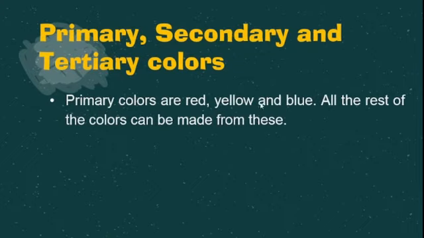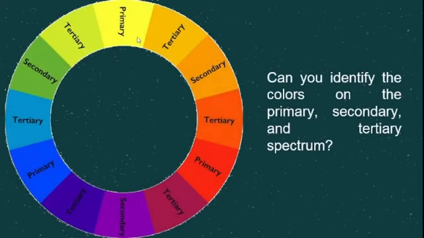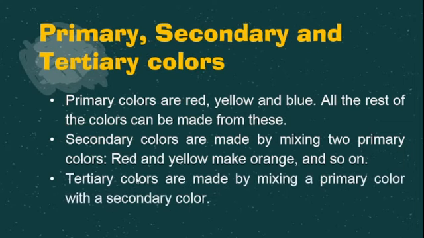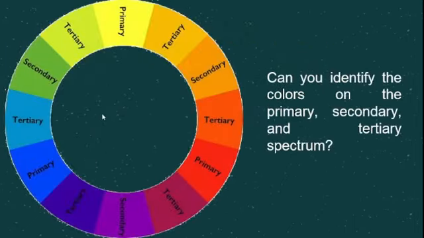So the primary colors are red, yellow, and blue, and all the rest of the colors can be made from these. So if you can see it here, we have the yellow, red, and blue. These are considered primary. While the secondary, we have this one, and this one. Okay. So secondary colors are made by mixing two primary colors. Red and yellow make orange, and so on. While tertiary colors are made by mixing a primary color with a secondary color. Okay, so tertiary color is a bit complicated because it's a mixture of primary and secondary colors.